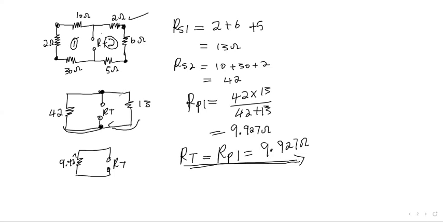How can I get the total resistance, or how can I simplify and get only one resistor, loop by loop, step by step? So that's how we use circuit reduction to reduce that circuit from many loops to one loop.